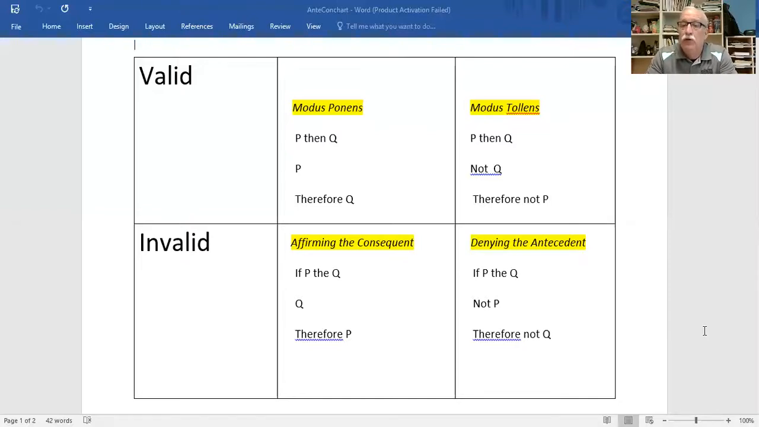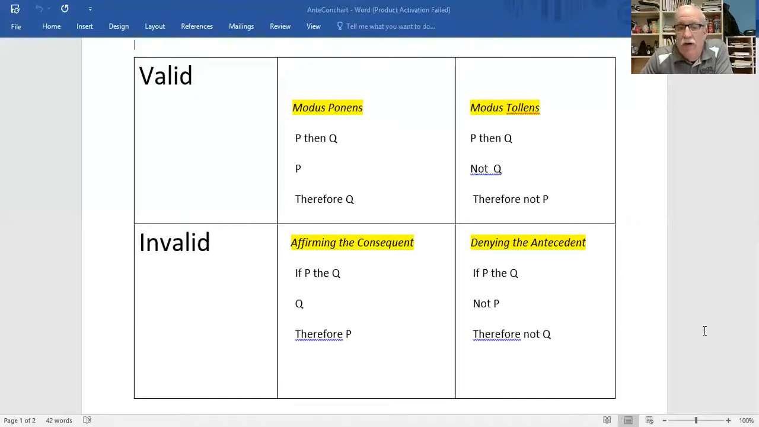That would be true if not Q, or not the consequence, and that means the antecedent must not have been there. Now, we have to be careful because just anytime you put two things together in an if-then statement, it's not necessarily a valid statement. So if we say if P then Q, and Q exists, therefore P, that's not necessarily so.